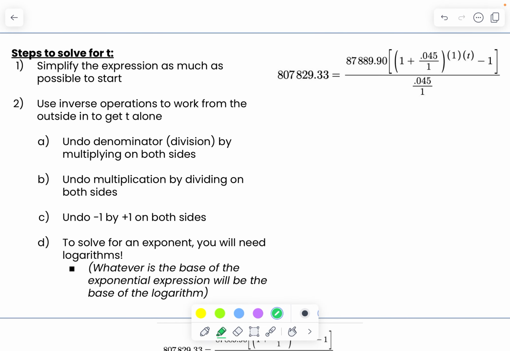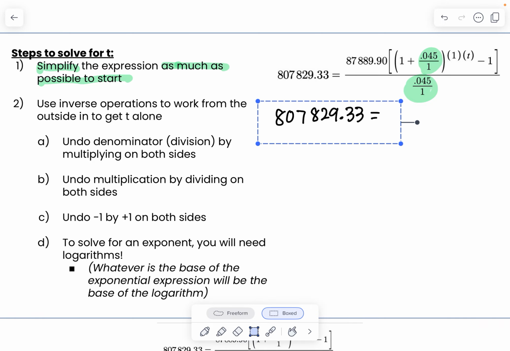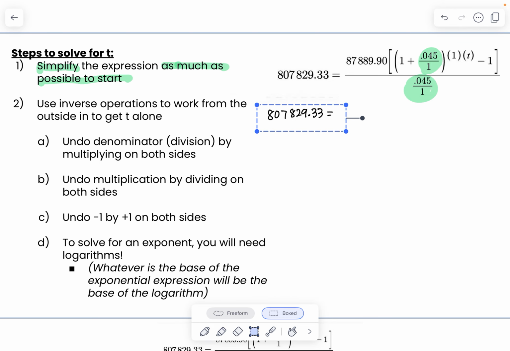Your number one goal to start off, once you've substituted everything, is to simplify as much as possible. Even though we have numbers instead of letters, it's still a little crazy. So let's start by simplifying this expression. Notice that we have a fraction divided by 1, the same fraction divided by 1. That's just going to be 0.045, right? So I'm starting to simplify this expression, and I'm writing it out here so that it's easy for you to see.